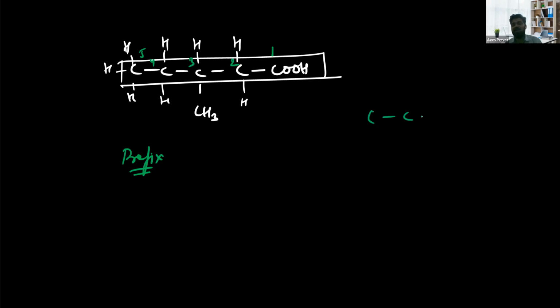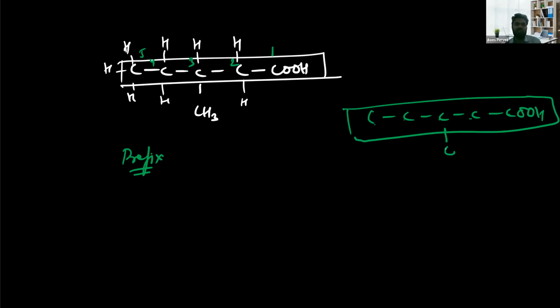You can write it this way if you are not getting it. This is 1, 2, 3, 4, 5. And this is a 1 carbon chain. We have chosen the other one as the main chain, so this carbon is considered a branch. The prefix for 1 carbon is methyl. And at which position is it? It is at the 3 position.